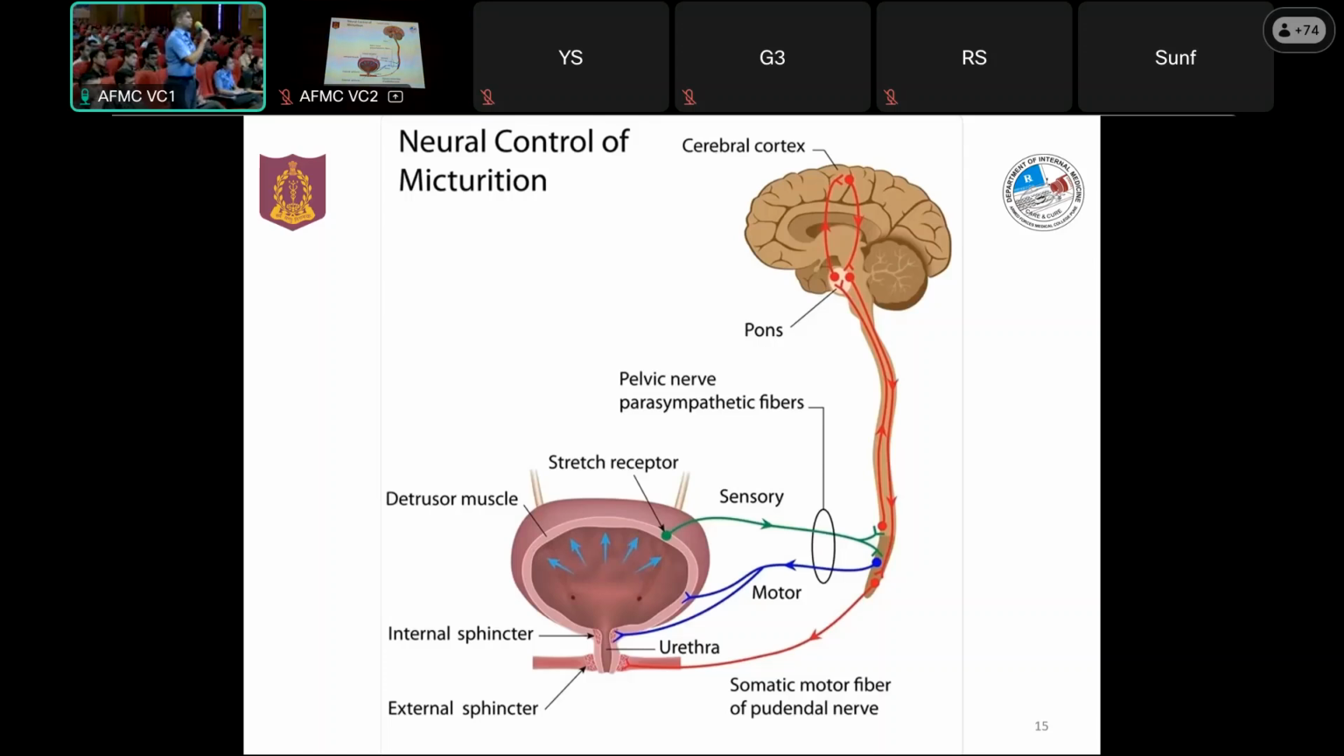In case of autonomous bladder, when the parasympathetic fibers are cut off. No. Anyone else? In spinal shock. Major Parvinder. In case of spinal shock?